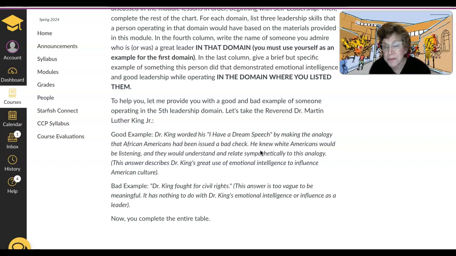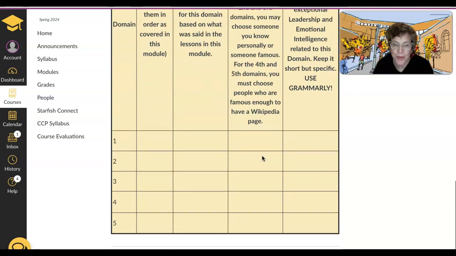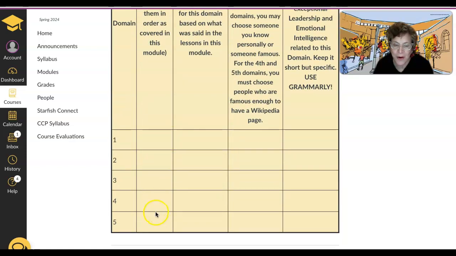You need to give me a specific example of something that each person in each of those domains did in order to demonstrate their great leadership skills coupled with emotional intelligence. All right? If you have any questions, don't hesitate to reach out to me. I'll be happy to help you. Don't forget, each of those domain names is in the module, so if you're not sure what they are, you need to go back and figure out what they are. I told you the first one is going to be self-leadership. Find the other 4 and then fill in the rest of the chart.